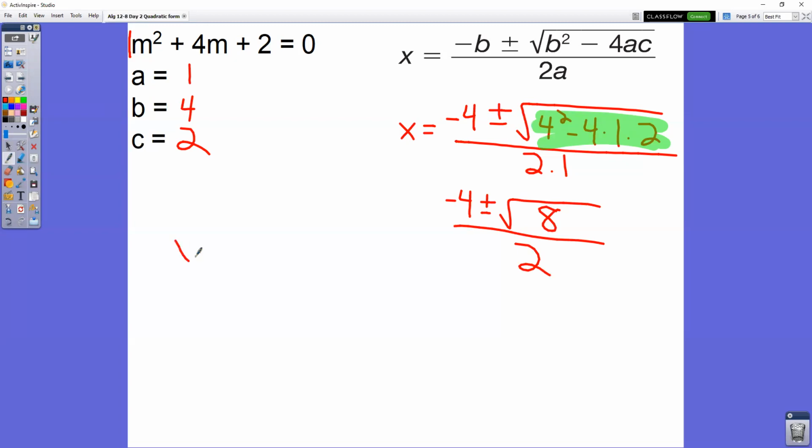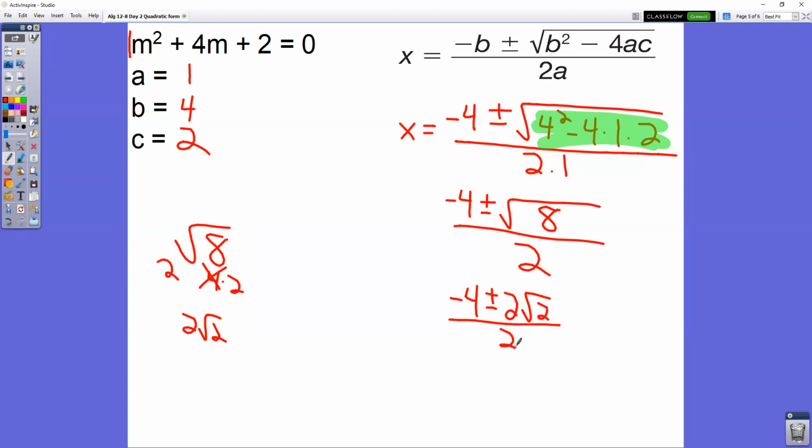Radical 8 can be simplified. Radical 8 is really 4 times 2. Cross off the 4, bring out the 2. So that really turns into 2 radical 2. So we have -4 plus or minus 2 radical 2 over 2. We can triangle reduce it. The biggest number that goes into 2, 2, and -4 is 2. So divide all 3 of those terms by 2.